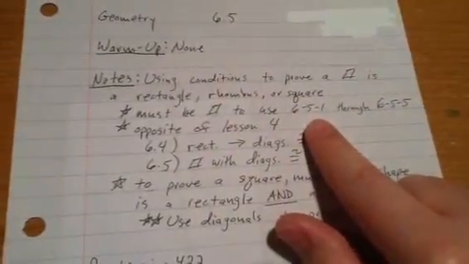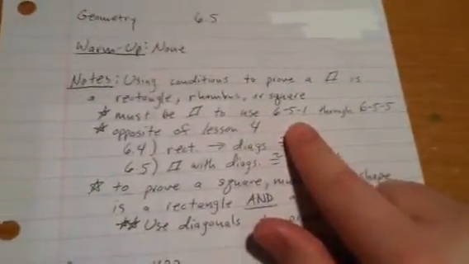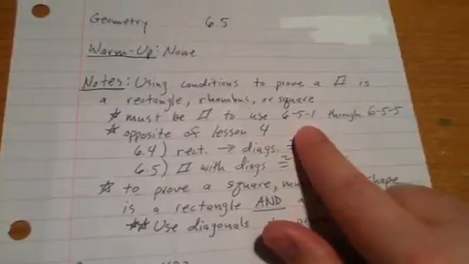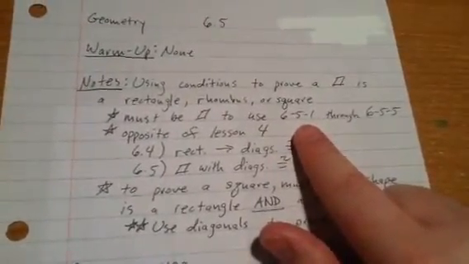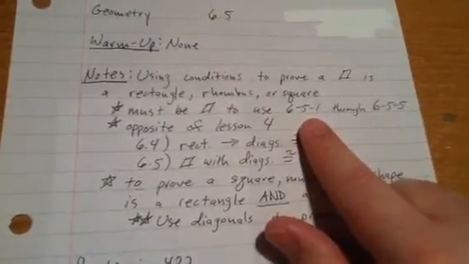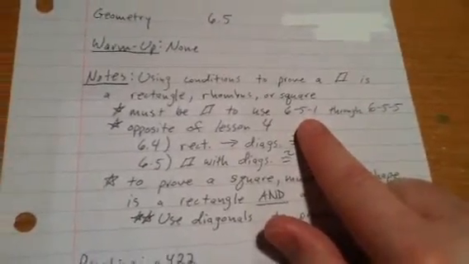So you need to get in your book and double check all these properties that are listed there. Remember, you can make note cards used for the quiz. The quiz is going to be next week at some point. But all the lessons, all the properties from 6.5.1 to 6.5.5, it must be a parallelogram first.